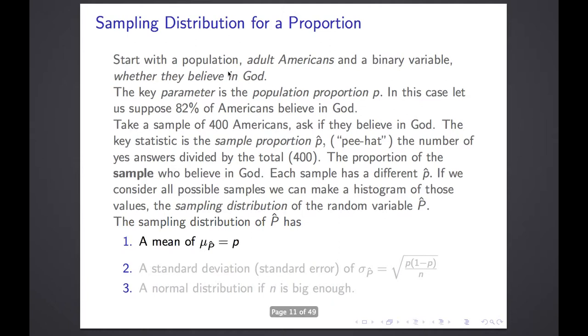1, its mean is p. 2, its standard deviation, in this case we're going to call it standard error, is square root of p times 1 minus p over n. So I label those mu sub capital P hat and sigma sub capital P hat to remind you what random variable they're the mean and standard deviation of. And finally, it's a normal distribution, if n is big enough.